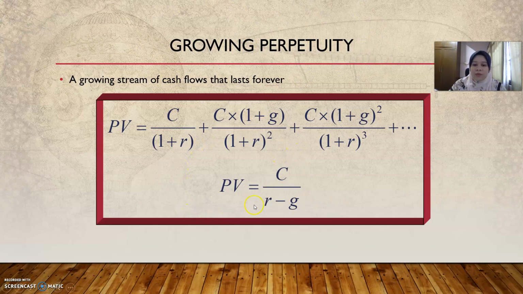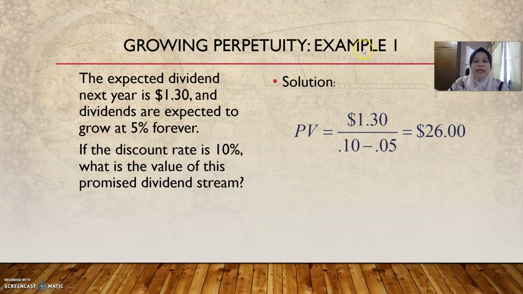So the formula will be present value equals C, your annual payment, divided by R, your interest rate, minus your growth. Okay, so let's see this example for growing perpetuity. The expected dividend next year is 1 ringgit and 30 cents, and dividends are expected to grow at 5% forever. See here, forever. So this is perpetuity, not growing annuity. In a growing annuity there is a specific time period. But when it is forever or infinity, this is perpetuity. And there is a growth, so you know that you need to use the growing perpetuity.